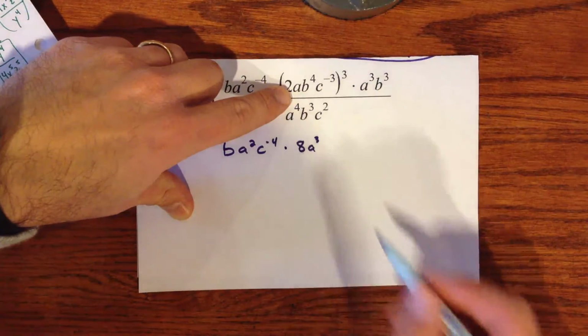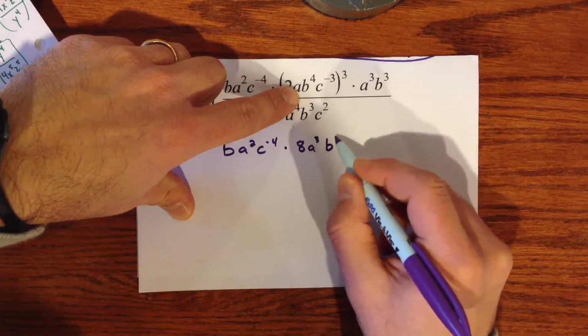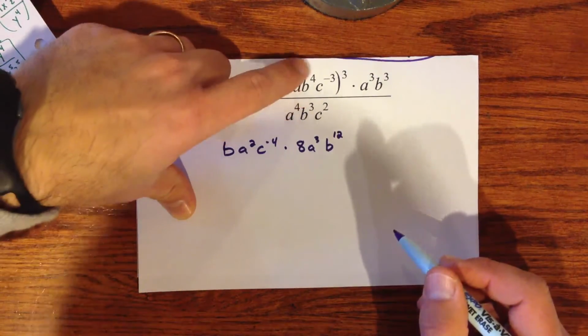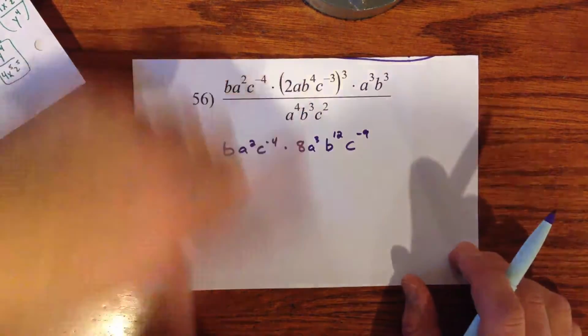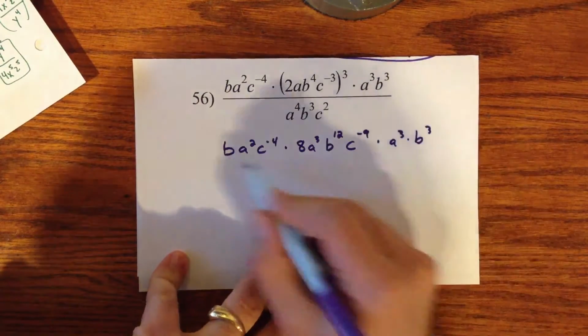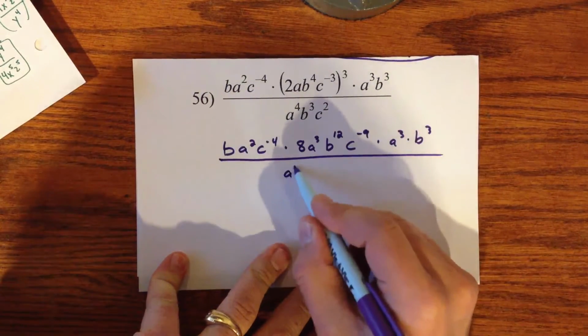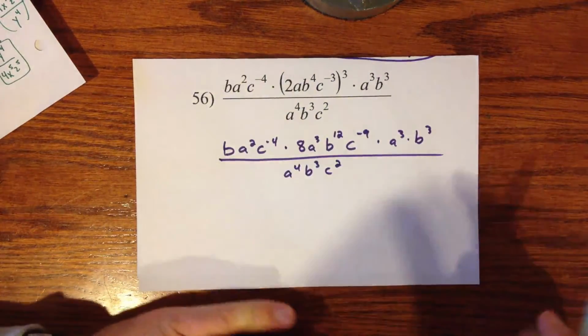A cubed is a cubed. B to the 4th to the 3rd power is b to the 12th. C to the negative 9th. Alright, times a to the 3rd, b to the 3rd, over those 3 things.